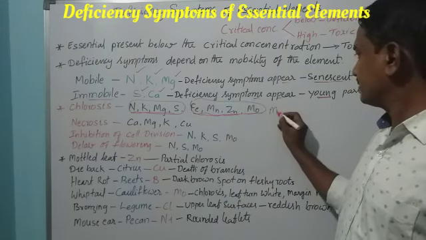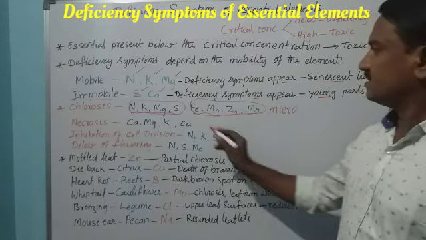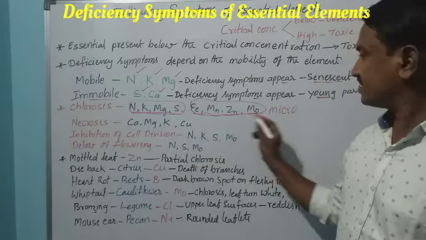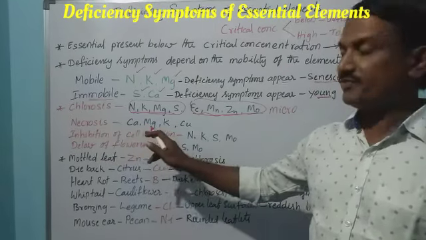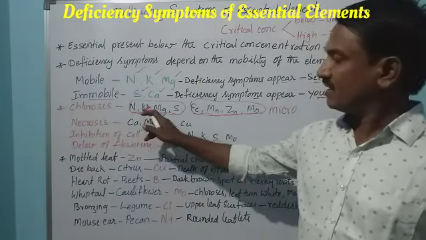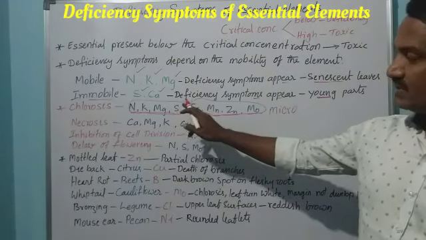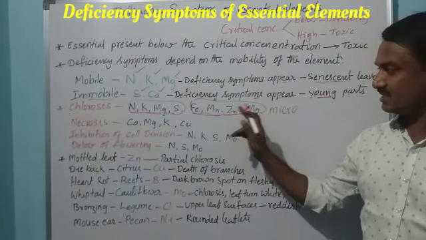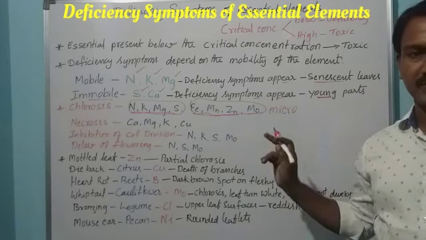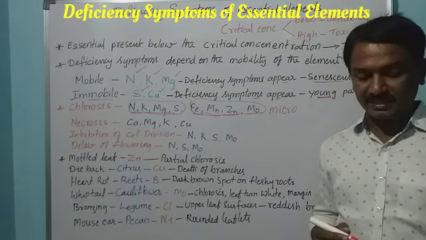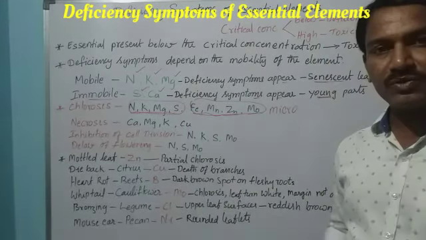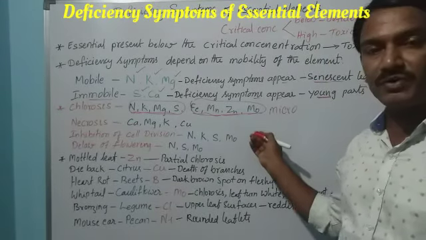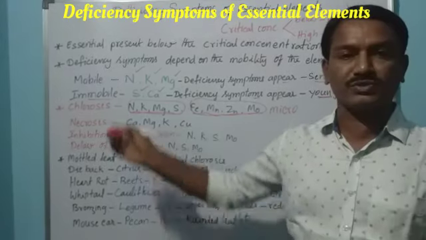These are macro elements and these are micro elements. So chlorosis occurs due to deficiency of nitrogen, potassium, magnesium, sulfur, iron, manganese, zinc, and molybdenum. For NEET or any other competitive exams, remember which macro elements and which micro elements lead to chlorosis.